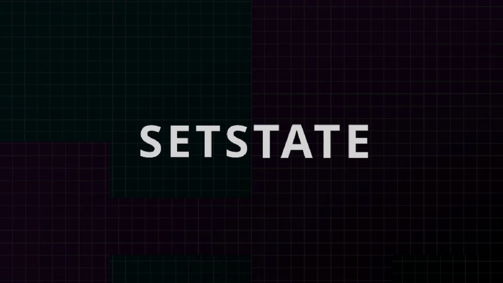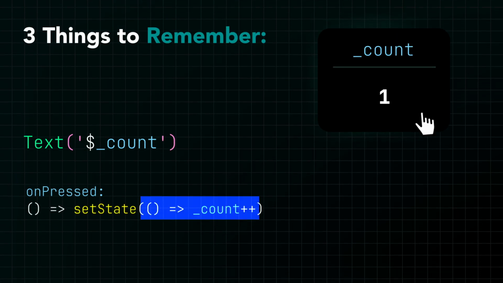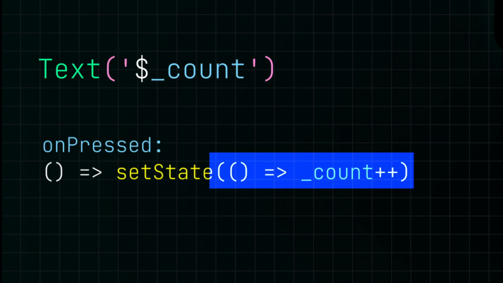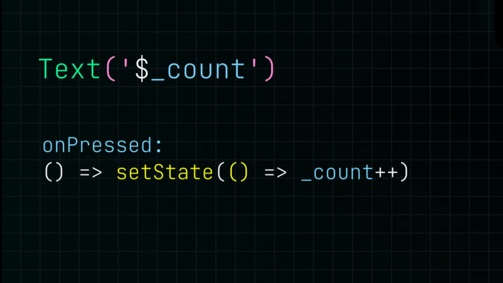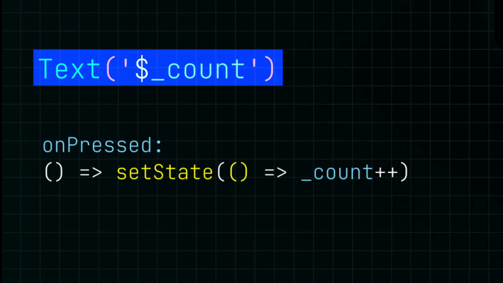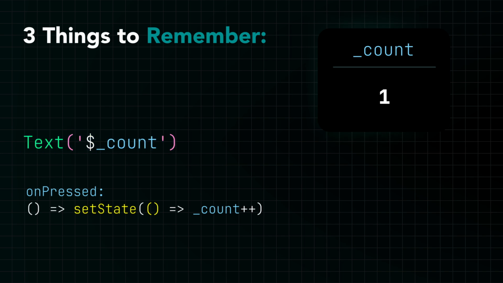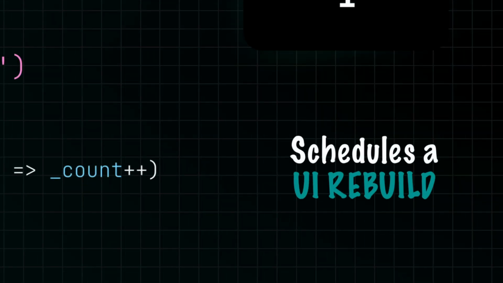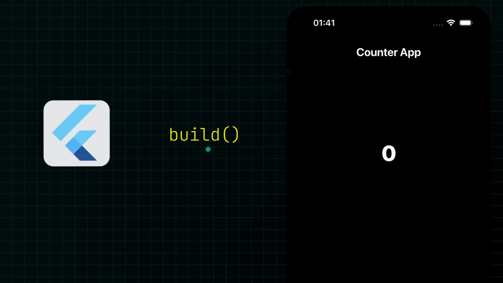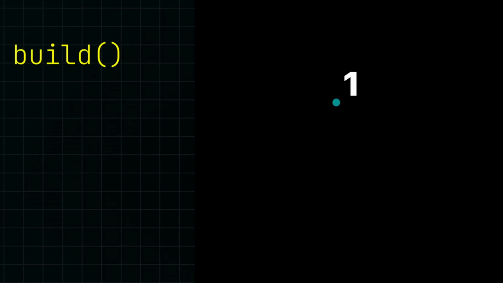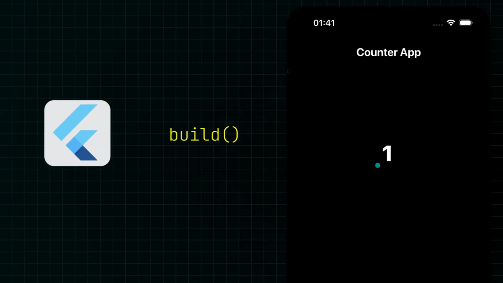When you call setState, three things happen. First, it runs your change inside those curly braces and you update your data. Second, it marks this widget as dirty. Dirty just means this needs to be rebuilt. And third, it schedules that rebuild for the next frame. Then on the next frame, Flutter calls your build method again with the new state and repaints only what actually changed. In this case, just the number.